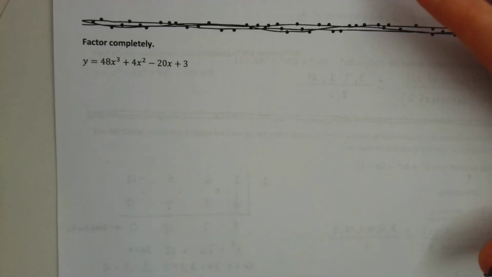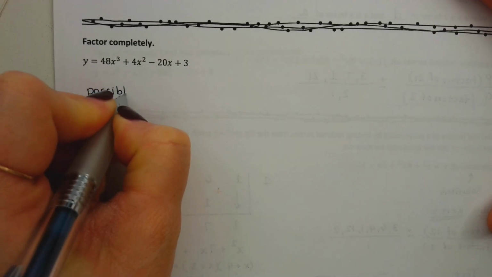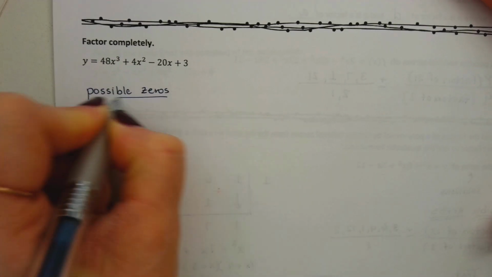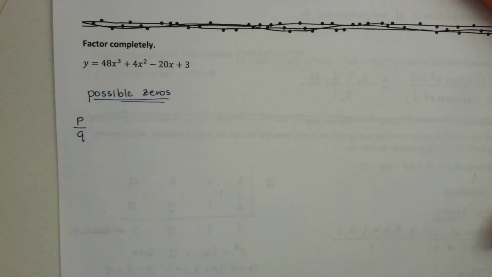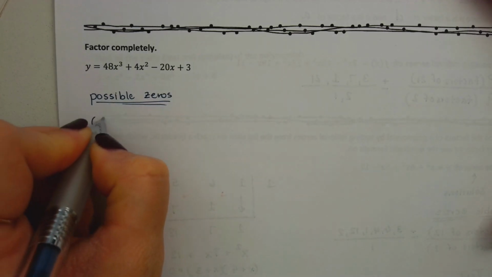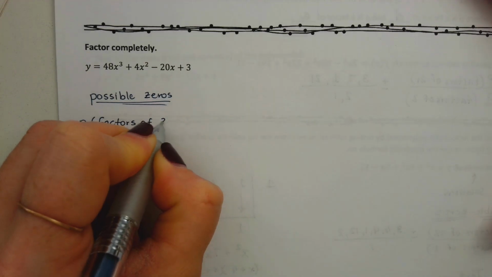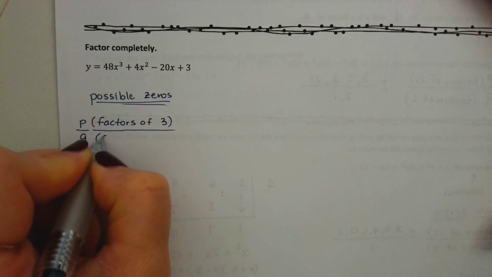So looking at my possible zeros then, possible numbers that I should check with synthetic division. That's my P over Q list. P stands for factors of which number? 3, the constant at the end. Okay. Q stands for factors of 48.